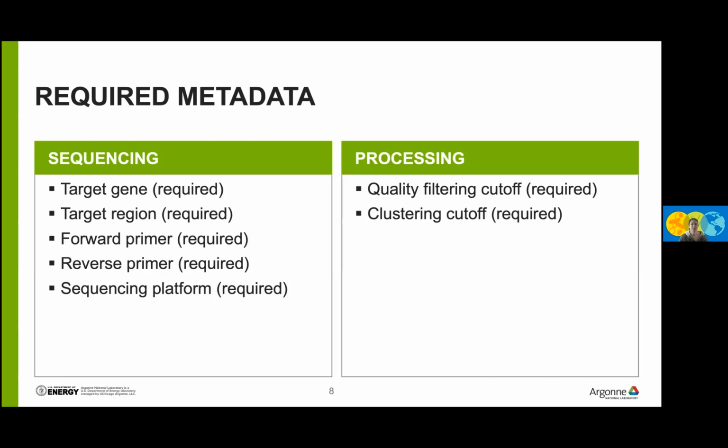And then as far as the processing, there's a quality filtering cutoff, as well as the clustering cutoff. That gets a little bit to your question earlier, Ricardo, of OTU versus ASV, but it's a little bit more broad. So this is what's required.